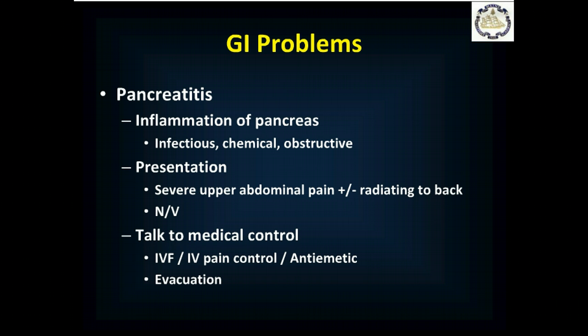And the presentation tends to be of severe upper abdominal pain that may go straight through to the back, associated with nausea and vomiting. And your treatment will typically be IV fluids and pain control and an anti-nausea medication. And in mild cases where the patient feels better, you may be able to keep them aboard with just a clear liquid diet. But if they're sicker than that and they're in severe pain or can't tolerate any fluids, they'll need to be evacuated.